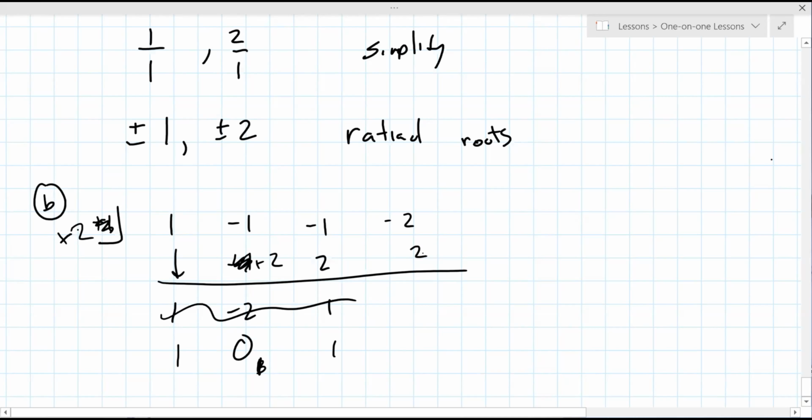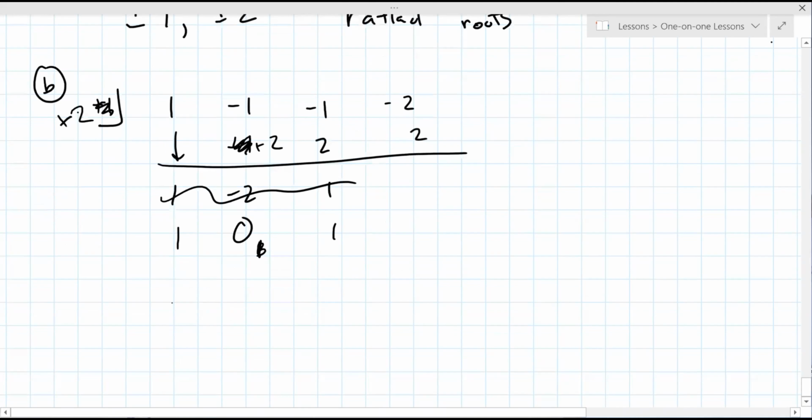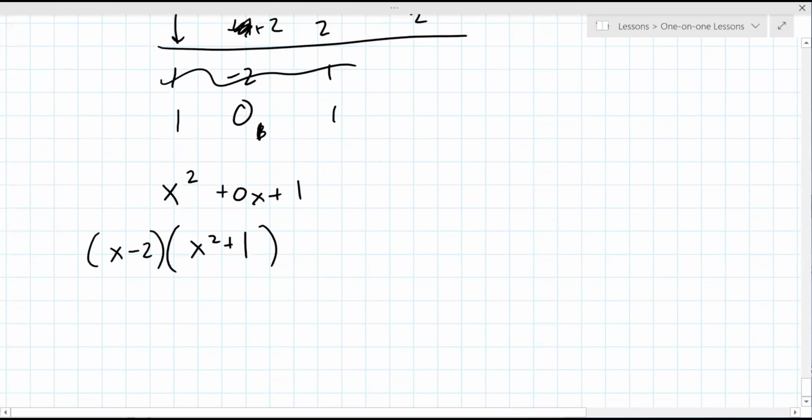Yeah, it was. Okay. So when you use +2, you get it down to x squared plus 0x plus 1, or x squared plus 1. And then since it's x minus 2 times this. So when it says find all other roots, generally what that means is to use the quadratic formula on this, but because it's only got 2 terms, you can actually just use the square root property.